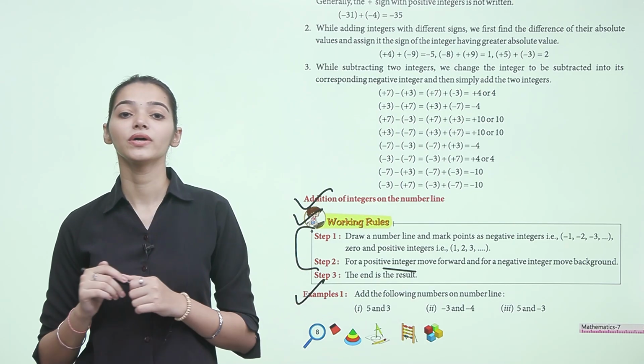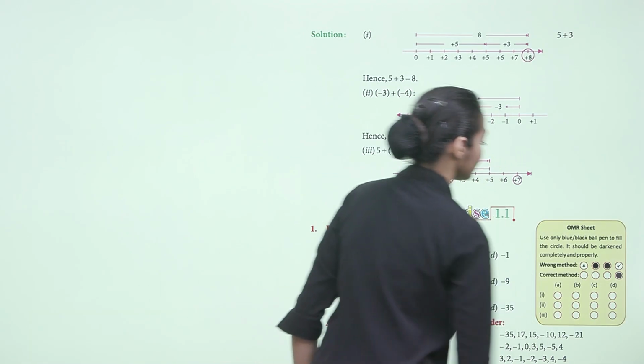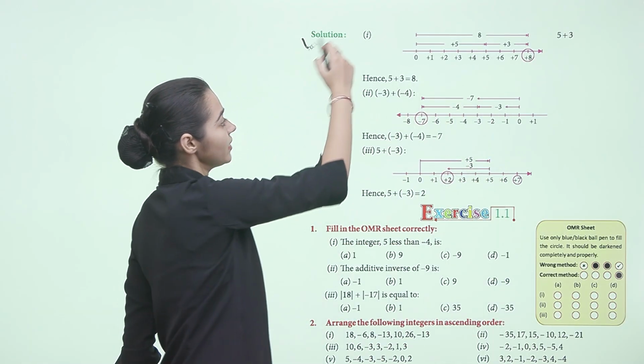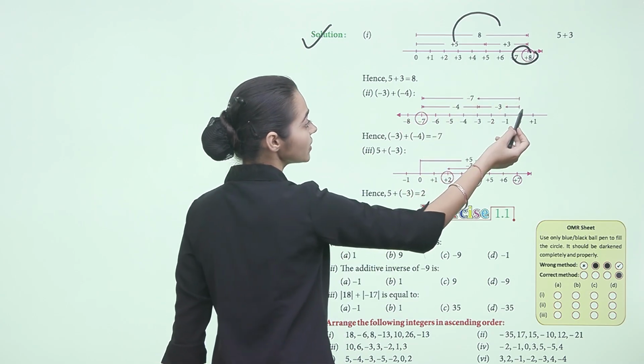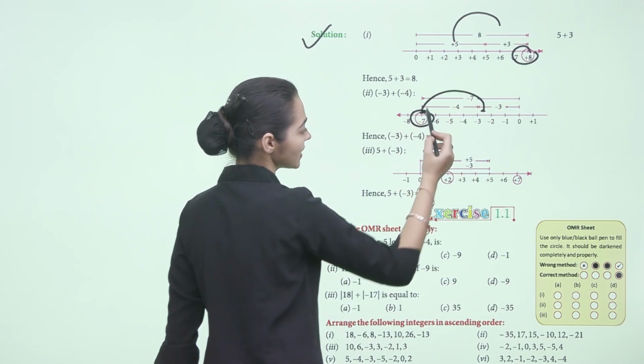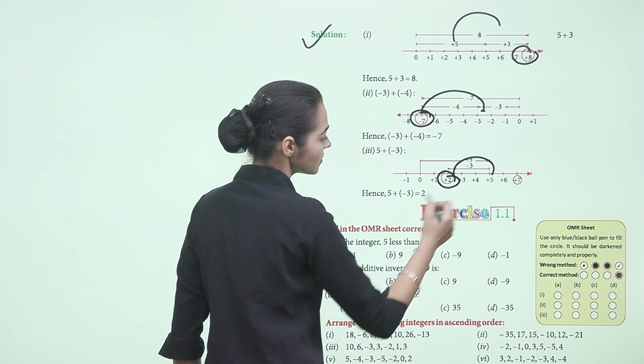Here in example number 1, we have to add the following numbers on our number line. When we add 5 to 3, we get 8. Adding -3 and -4, we get -7. And when we add 5 and -3, we get +2.